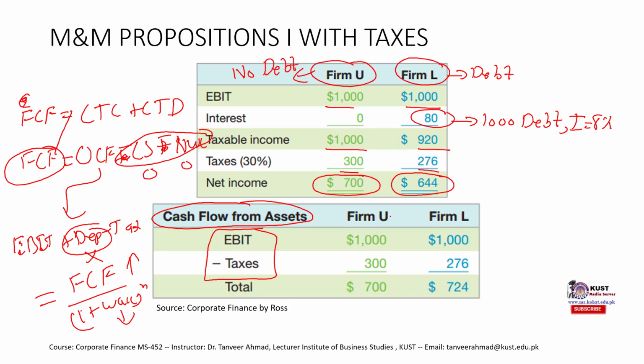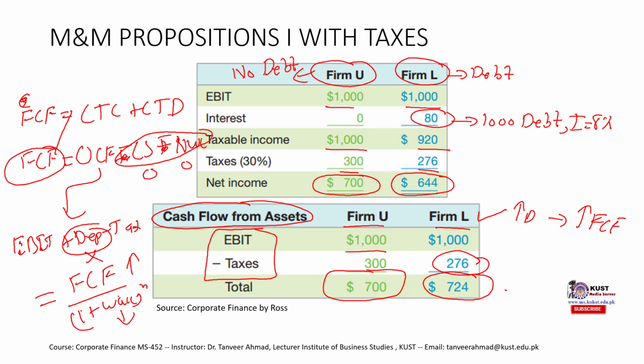So in this case, let's calculate the value of the firm for the unleveraged firm. In the case of the unleveraged firm, EBIT is 1000, which we know from here. The taxes are 300. We also know this information from these calculations. So the free cash flow available to be distributed among shareholders and creditors is 700 in the case of the unleveraged firm. But in the case of the leveraged firm, this becomes 724. Why? Because the tax expense had decreased. So which firm has higher free cash flow? Obviously the leveraged firm. So that means if we increase debt, that would increase free cash flow, and if free cash flow increases, then according to this formula, we know that the value of the firm would also increase.